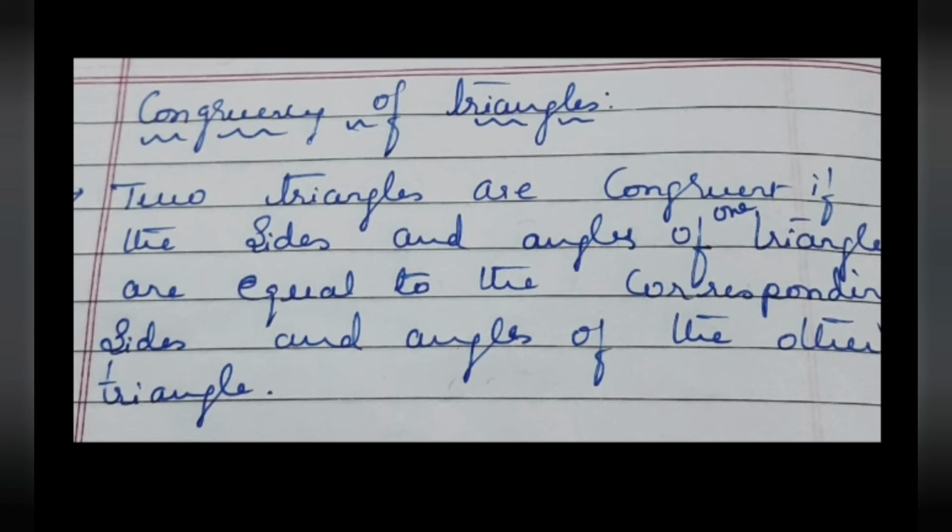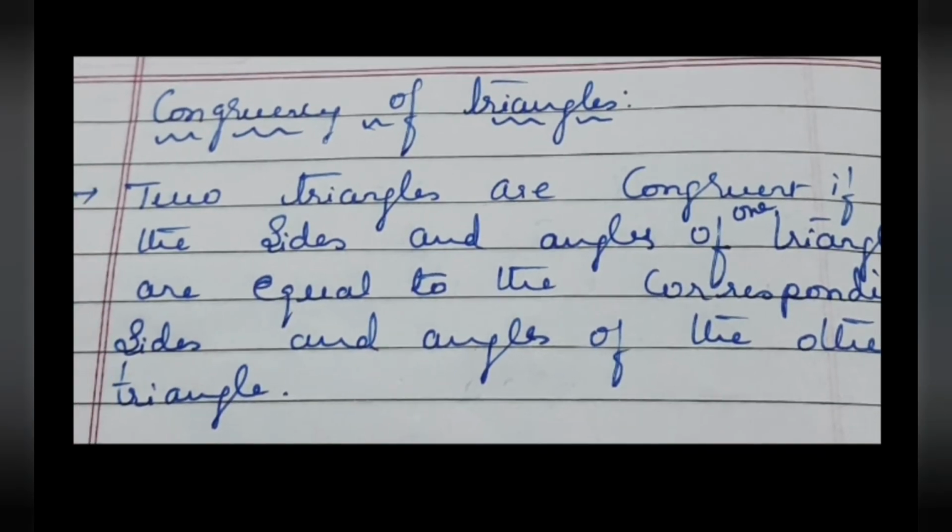Two triangles are congruent if and only if the sides and angles of the two triangles are the same or equal. Let me read out this definition. Two triangles are congruent if the sides and angles of one triangle are equal to the corresponding sides and angles of the other triangle.